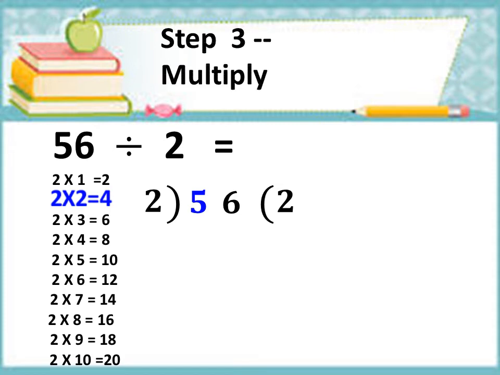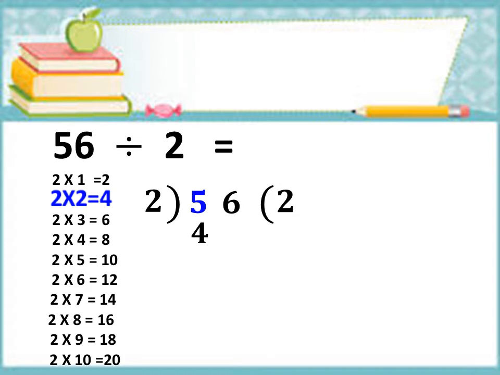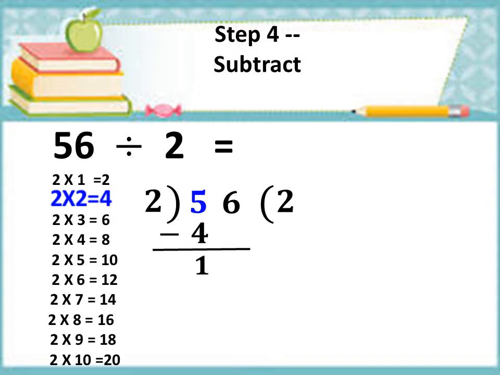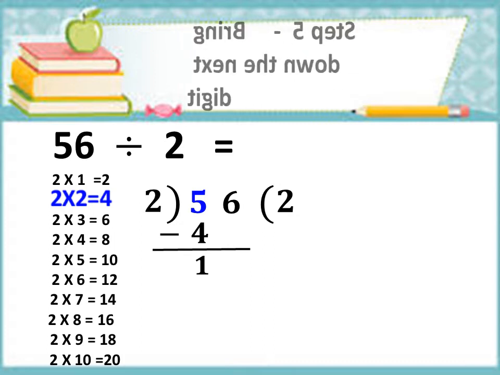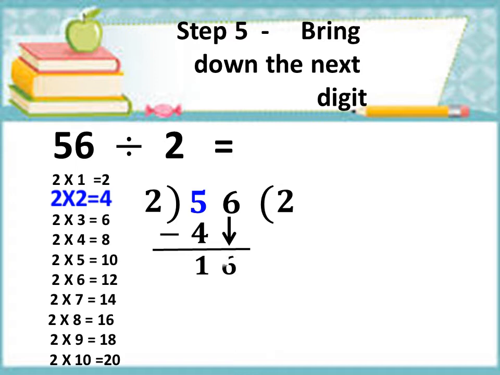Step 3 is to multiply 2 by 2. As we know, 2 into 2 equals 4. We write the number 4 in the tens column under 5. Step 4 is to subtract 4 from 5, which is equal to 1. We write this 1 in the tens column. Step 5 is to bring down the next digit, that is 6.